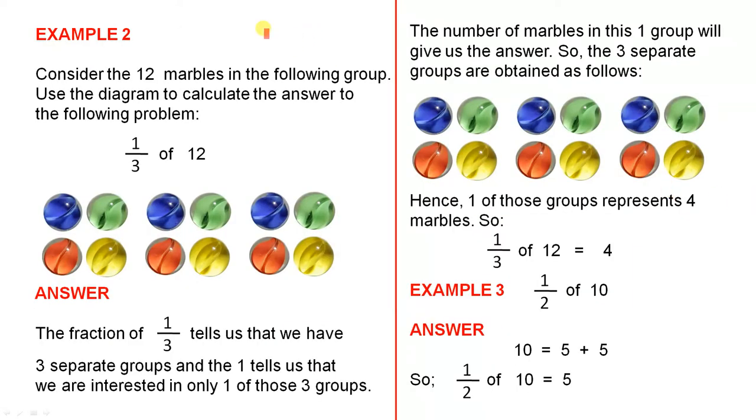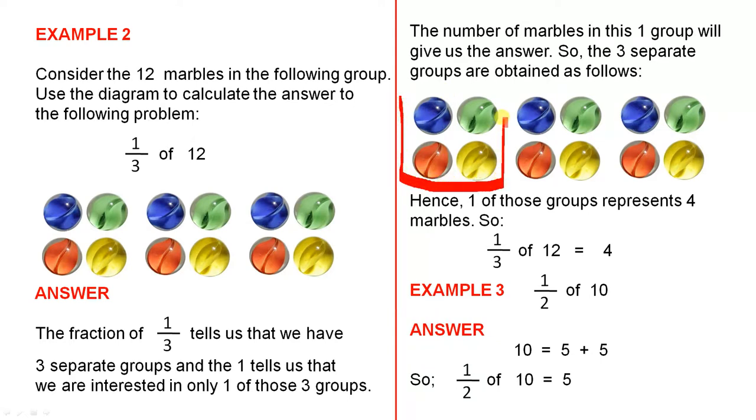Example 2. Consider the 12 marbles in the following group. Use the diagram to calculate the answer to the following problem. 1/3 of 12. Answer? The fraction of 1 over 3 tells us that we have 3 separate groups, and the 1 tells us that we are interested in only one of those 3 groups. The number of marbles in this one group will give us the answer. So, the 3 separate groups are obtained as follows.